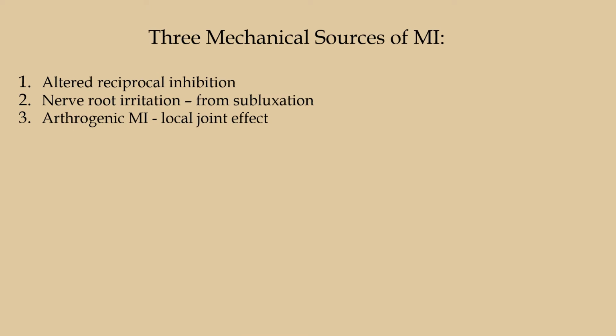So next we'll start talking about the scenarios by which muscle inhibition happens. And again, we're going to limit our discussion to the mechanical sources. There's three main versions. The first would be altered reciprocal inhibition. The second would be nerve root irritation, like that which happens from subluxation. And the third is called arthrogenic, arthro meaning joint, so arising from the joint: muscle inhibition happening locally from a joint effect.